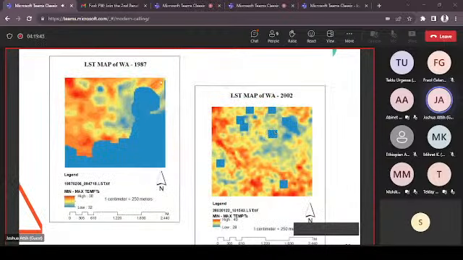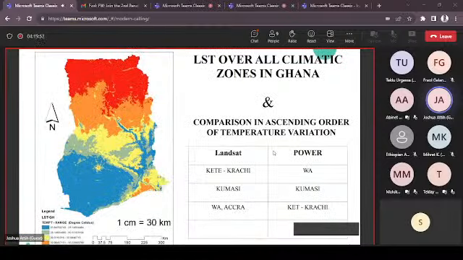And then there were no changes happening in the last city in the Savannah zone of Ghana, which we can see below. So we compared Landsat with the POWER data and realized that Landsat in all cases ranked Ketekrachi as the least warm city and ranked Accra and Wa as the warmest cities.